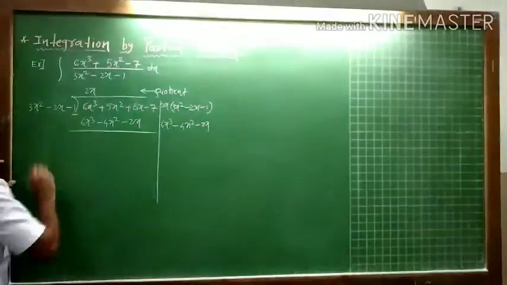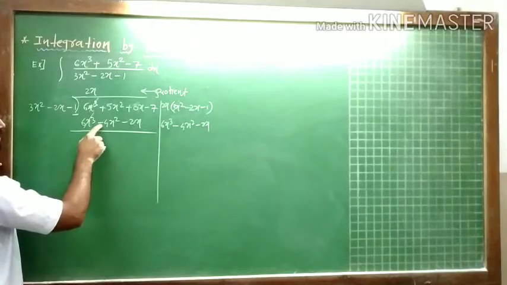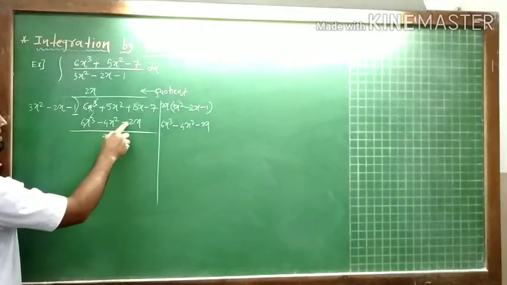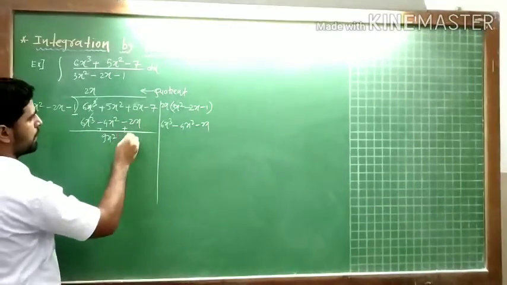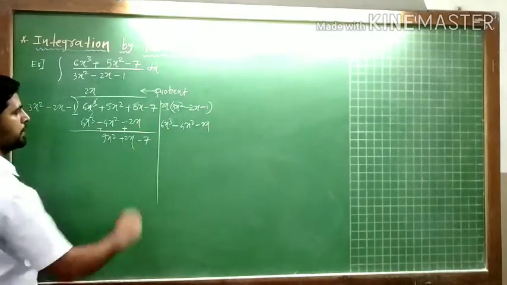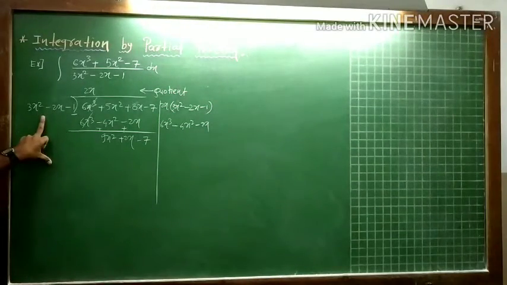Okay, now do the subtraction between them. 6x cube will get cancelled. Minus minus becomes plus, so 5 plus 4 becomes 9x square. This minus and this minus become plus, so 0x plus 2x becomes 2x, and this minus 7 will be carried. Correct? So this is your new dividend and this is your same divisor.